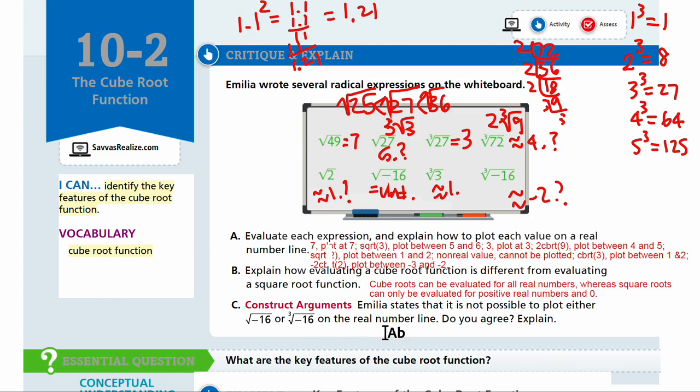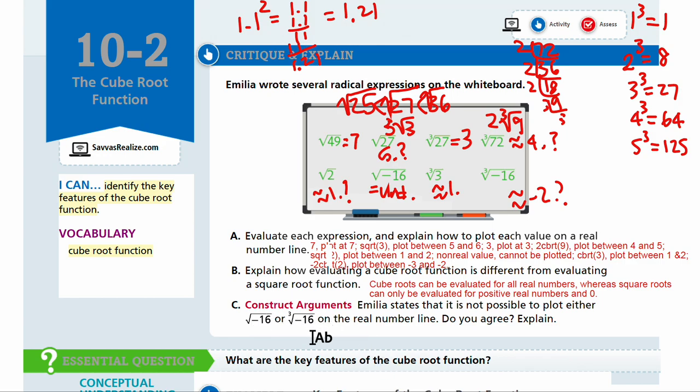Okay, and then part C: Amelia states that it is not possible to plot either square root of negative 16 or cube root of negative 16 on the real number line. Do you agree? Partially, yes, right? Which one is correct, and which one is not? So we wouldn't fully agree, because the square root of a negative number will always be a non-real value. So yes, we can't plot this, but the cube root function here is defined for all real numbers.